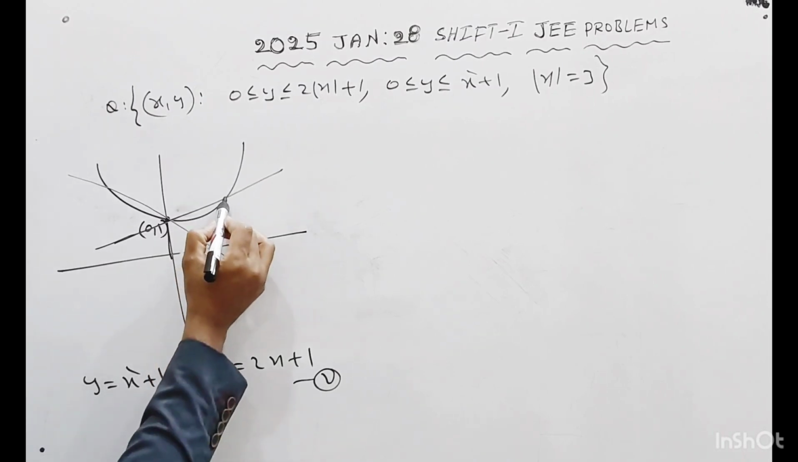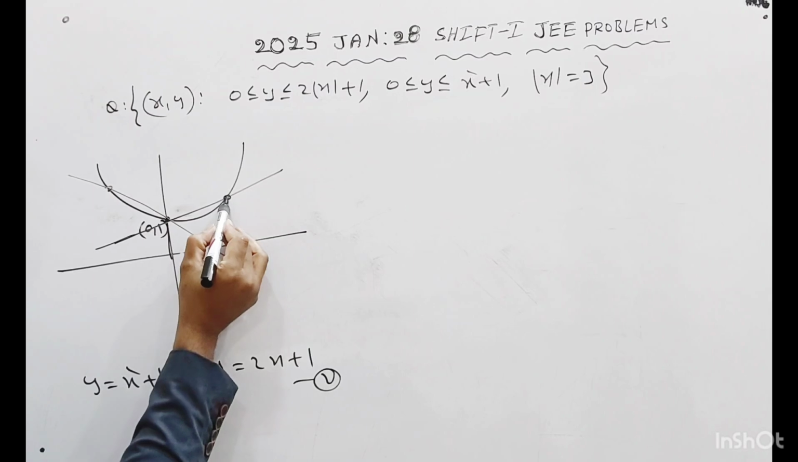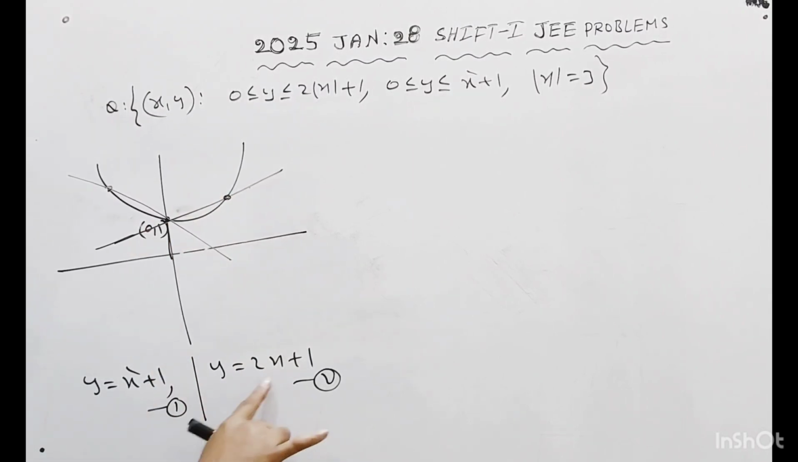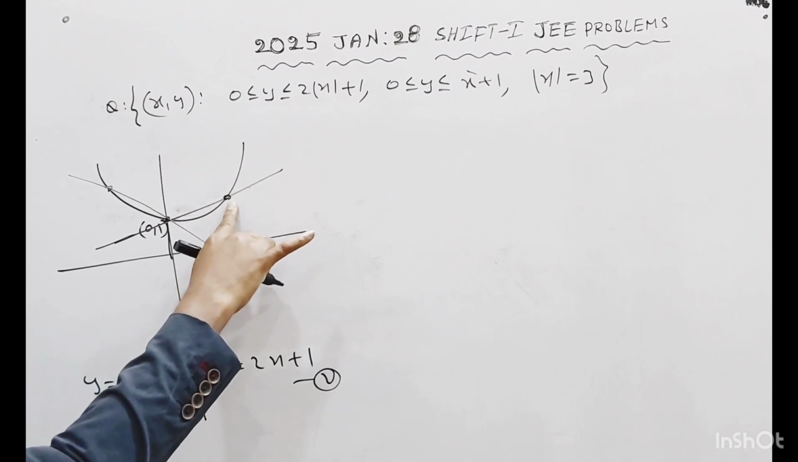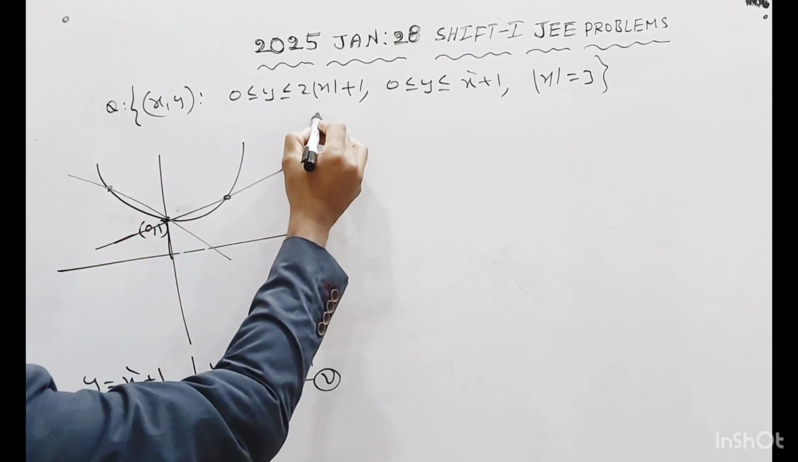And these are the points of intersection of the parabola and the line. First solve them. If you solve these two equations, you will get the intersection points. So solving 1 and 2.